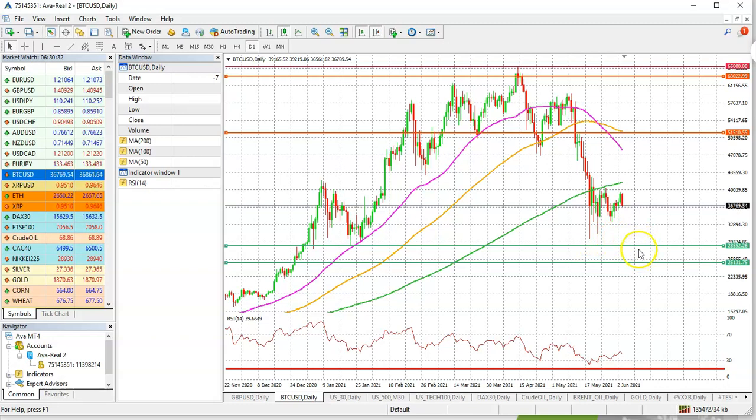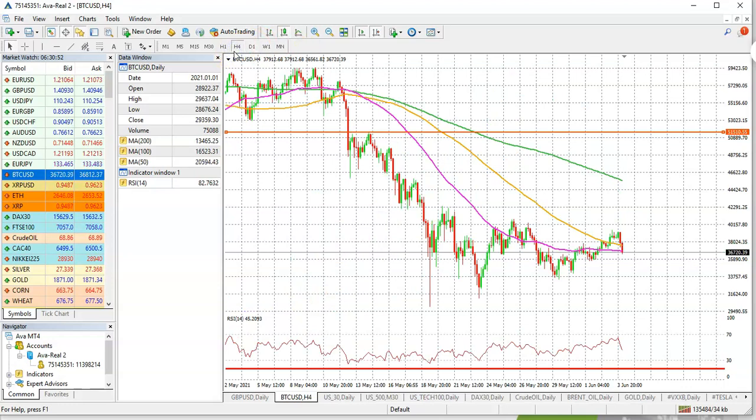Overall, the price momentum seems to be very bearish because the 50-day simple moving average is trading below the 100-day, and it is still quite far from the price action, because what we really want to see is the price moving back above the 50-day simple moving average on the daily time frame.